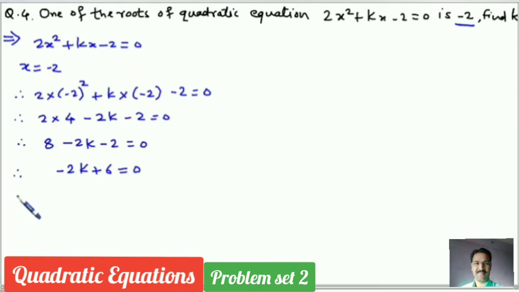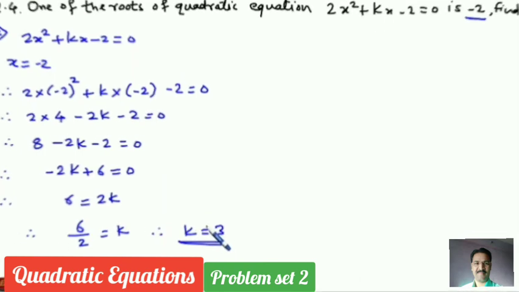Now we can take this minus 2k to that side, that is 6 is equal to 2k, hence 6 upon 2 is k. Therefore how much is k? That is nothing but 3. Understand friends? Like this we can find the value of k here.